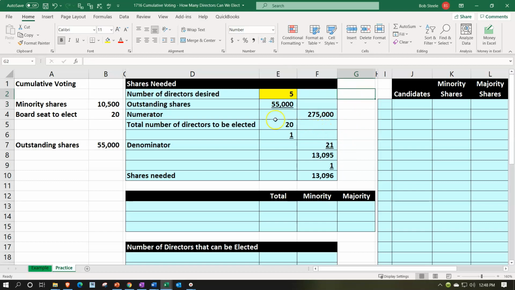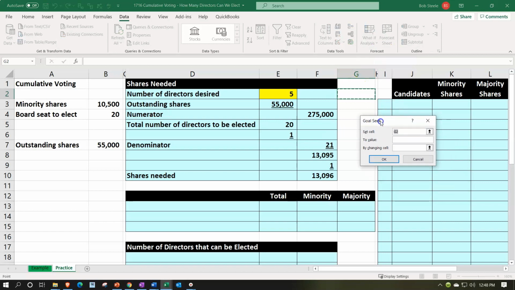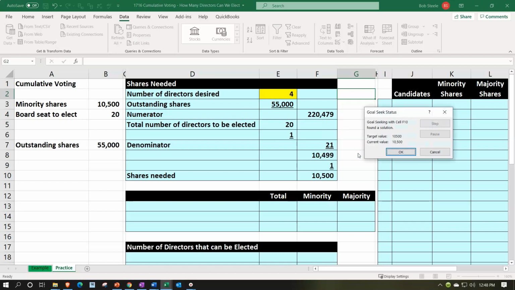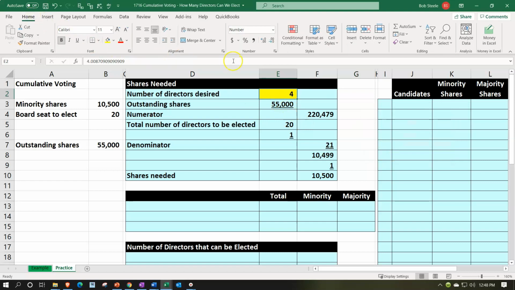So let's do that. We're going to go up top to the Data tab, What-If Analysis. And then we're going to say we want to set this cell to be, I'm going to hard code this in there, the 10,500, which we know it should be 10,005, by changing this cell up top, that 5 up top. So once again, we want this cell down here to be 10,005 by changing the cell up top. We're going to say OK, and there it does it. So we're at 4. Let's add a couple decimals. Home tab, a couple decimals. It's 4.01.